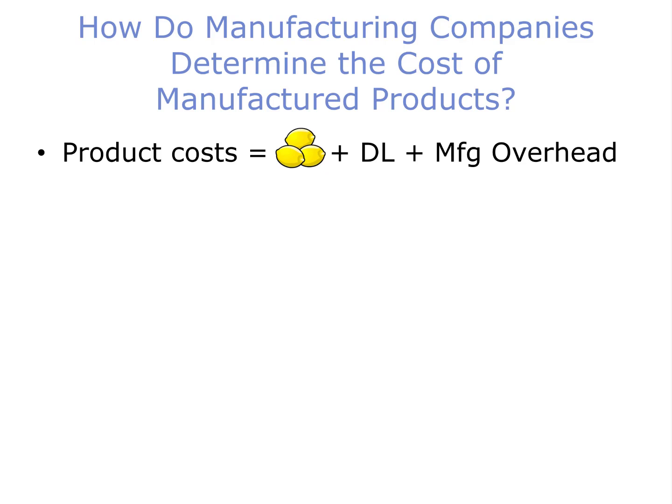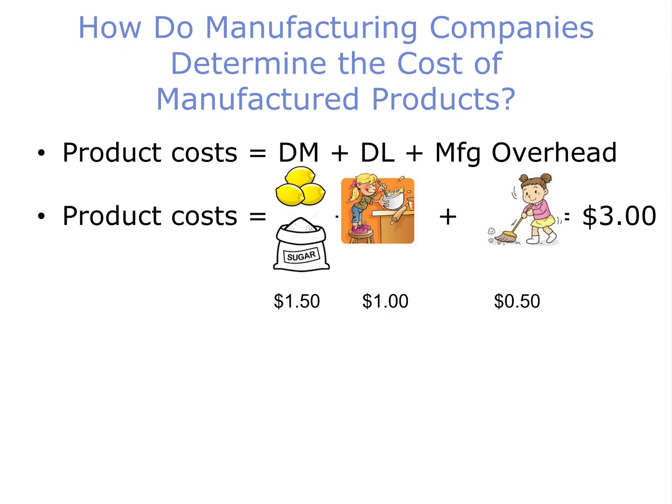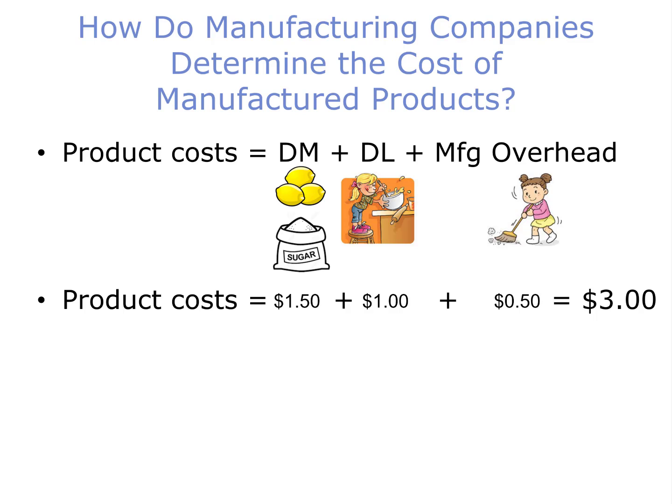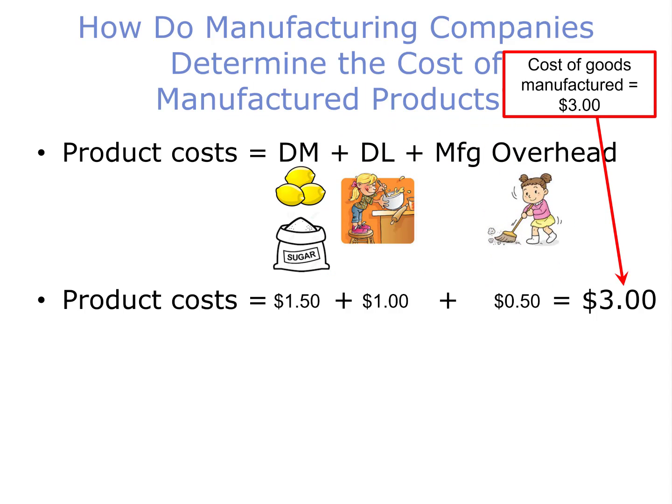Linda Lou determines that one batch had direct materials that cost $1.50, direct labor that cost $1, and manufacturing overhead, which is her sister, the factory janitor, that costs 50 cents. She adds these costs up and determines it costs $3 to make a batch of lemonade. This is called the cost of goods manufactured. It's the manufacturing costs of the goods, in this case lemonade, that finish the production process.